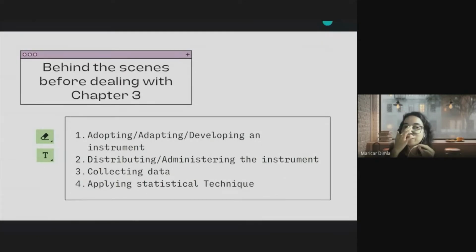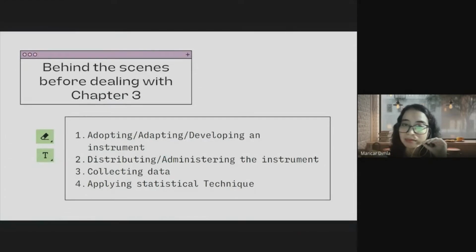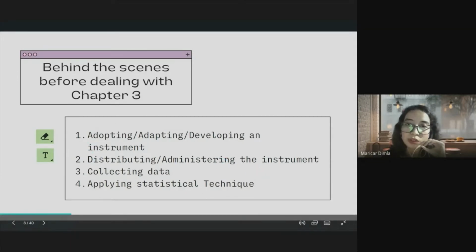Class, before dealing with the chapter 3, we need to face the following first. These are the behind the scenes, class. Number 1, adopting or developing an instrument. Distribution, administering the instrument to the respondents. And then collection of data. And then the intervention of your statistician for you to have your treated data. Right? And then class, once you are done with these 4, you are now ready to deal with your chapter 3.